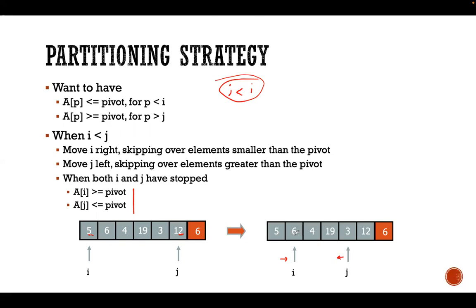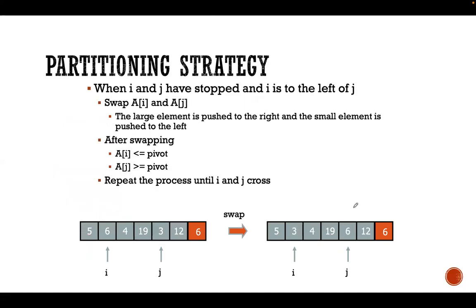Now i is pointing to 6, j is pointing to 3. In this case, we are going to do the swapping, because i is pointing to a number which is greater than or equal to the pivot, and j is pointing to a number which is less than the pivot. So this number should be on the left side and this number should be on the right side. Here we're going to do the swapping between 3 and 6.